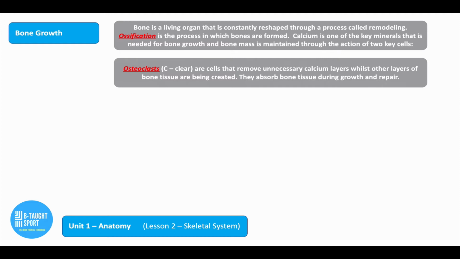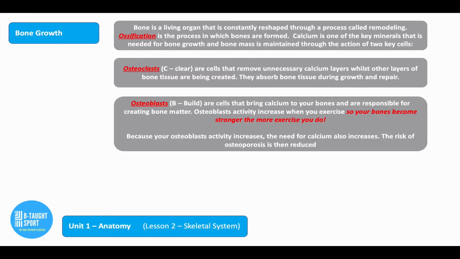Now, obviously, if someone's clearing the bone, we need someone to then go and make the bone. And osteoblasts, and again I've put in brackets there B for build, are cells that bring calcium to your bones and are responsible for creating the bone matter. Osteoblast activity increases when you exercise. So you can imagine, when you do a lot of exercise, your bones might need to remove unnecessary calcium layers, which is what the osteoclasts do.